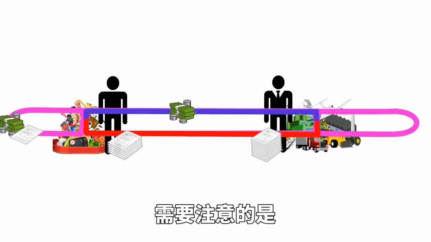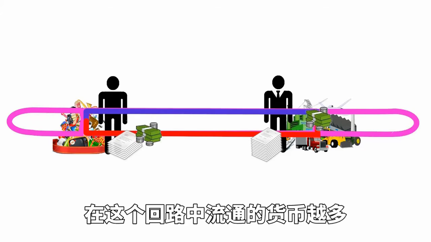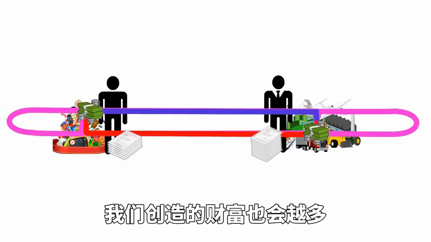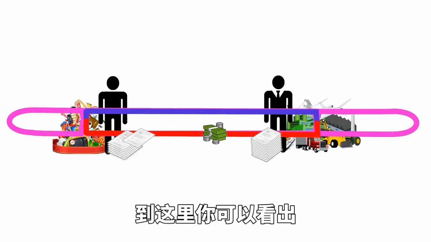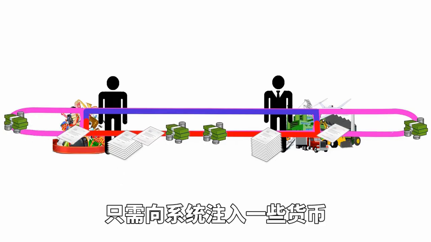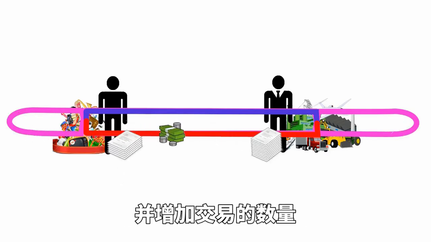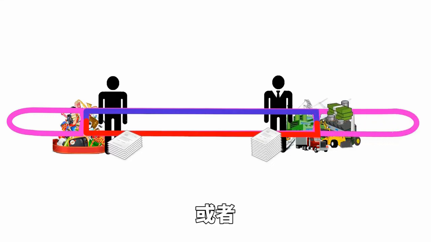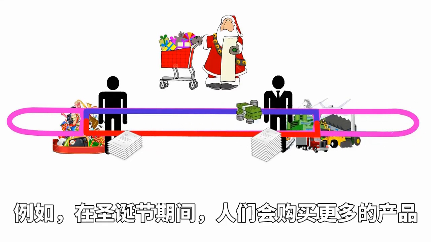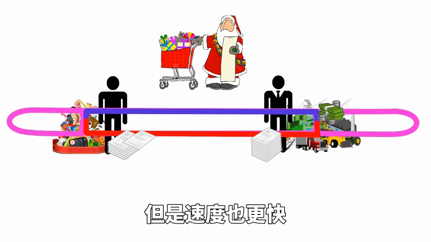And what's important to notice is the larger the amount of money that is circulating in this loop, or the faster the money circulates in this loop, the more wealth we create. Here you can see, if you want to create wealth more quickly, you just have to inject some money into the system and increase the number of exchanges. Or you could also increase the speed at which money is spent. For example, during Christmas time, people buy more products, but also at a faster rate.